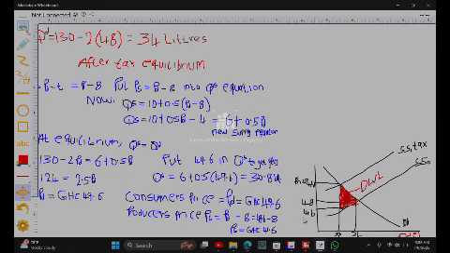But looking from this diagram, we can see that this rectangle, from here, is the tax revenue generated by consumers, and this one is the tax revenue generated by producers. And this red box here is the deadweight loss as a result of the imposition of the tax.